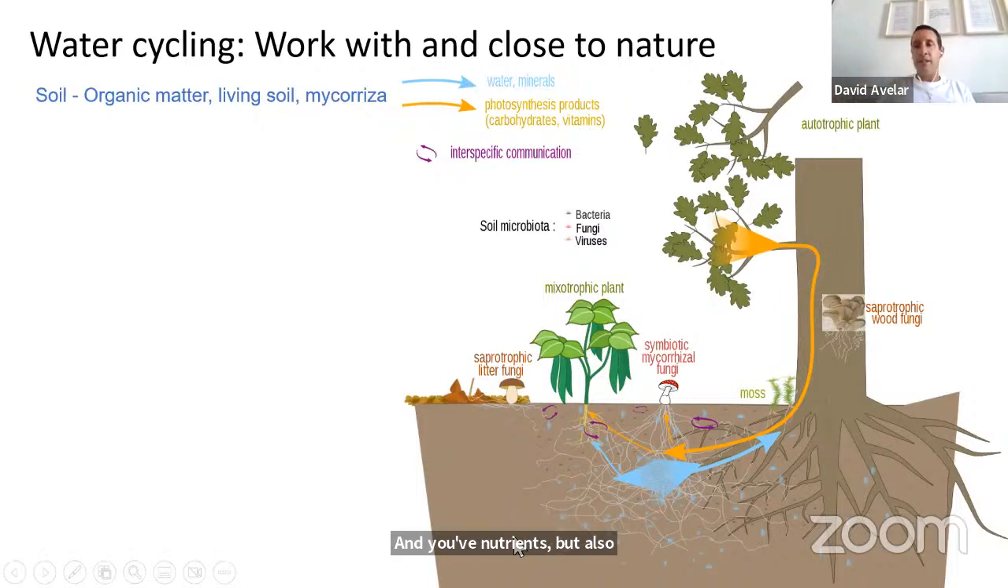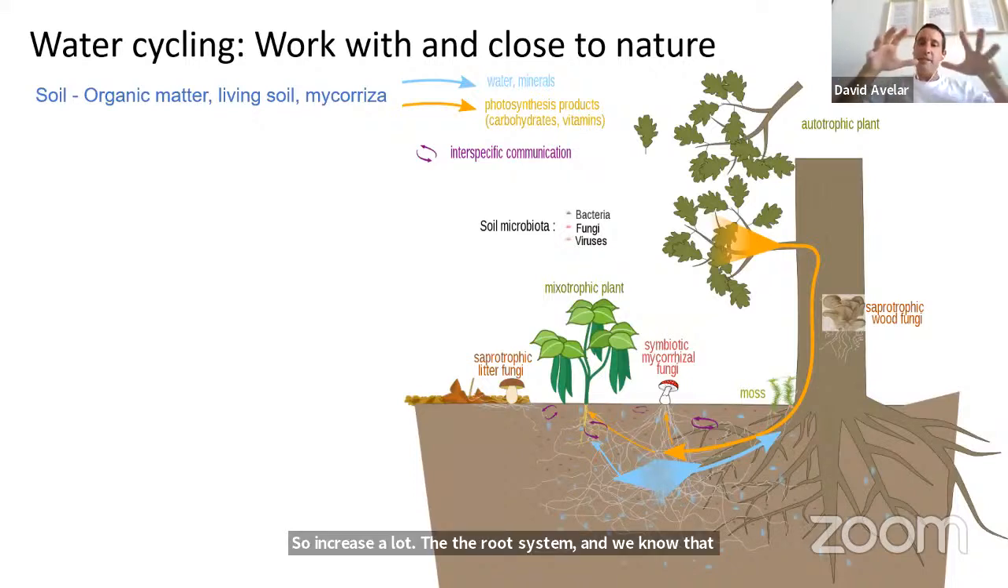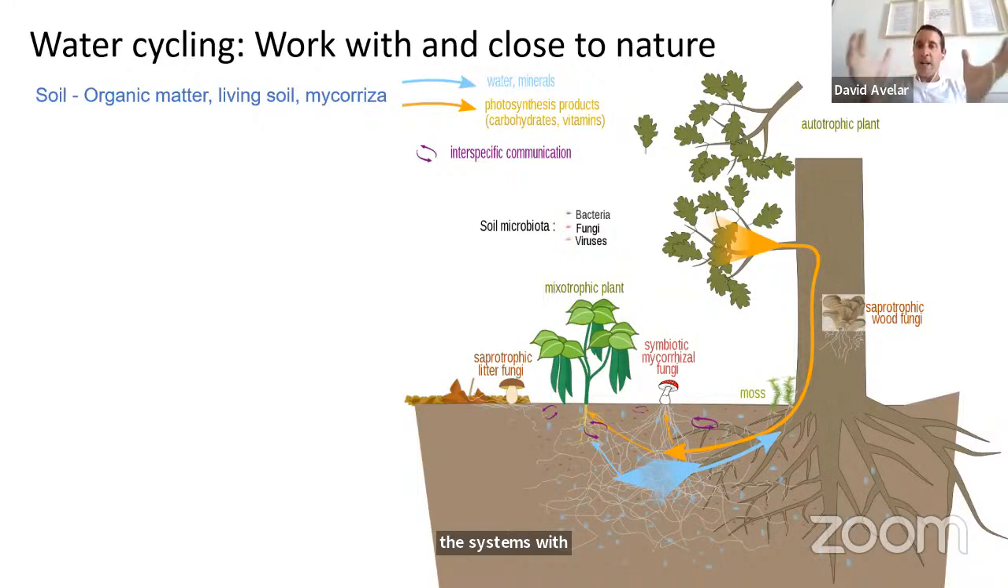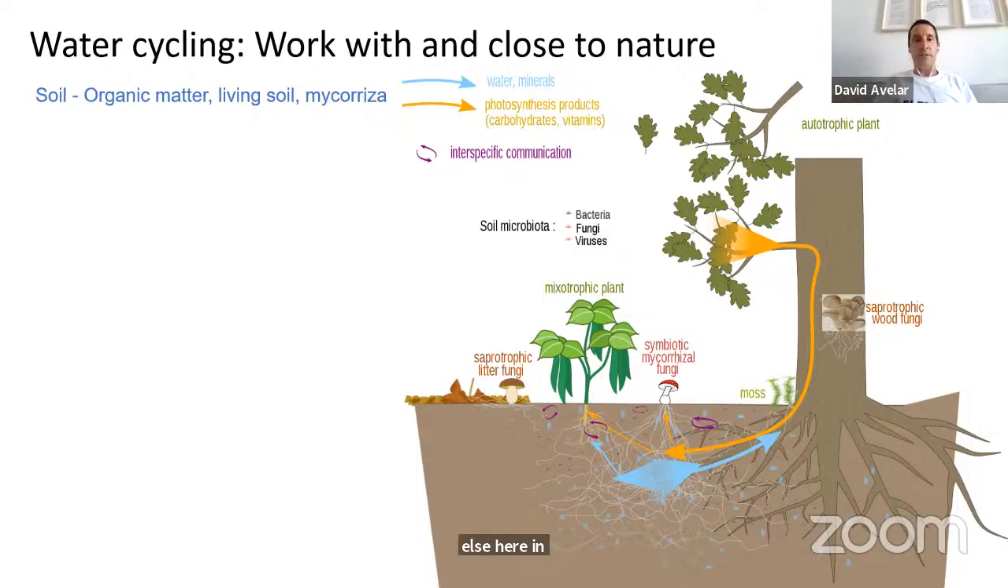So it increases a lot the root system, and what we observe is when there's lack of water, the systems with less disturbed soils, with a lot of fungi, mycorrhiza, and bacteria, are much more healthier, and this network gives more water.